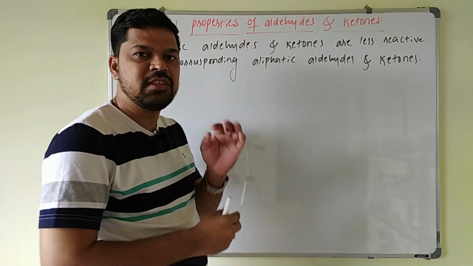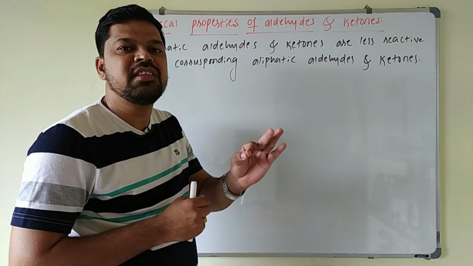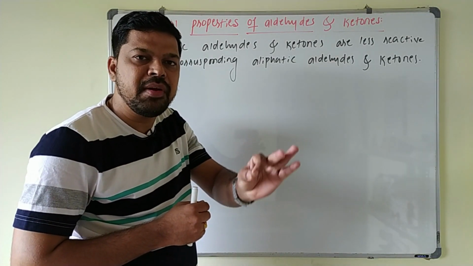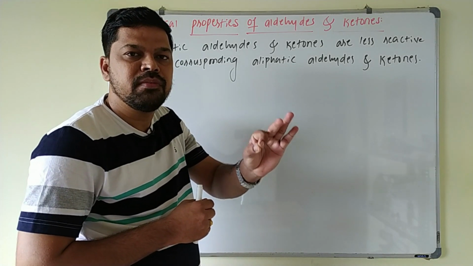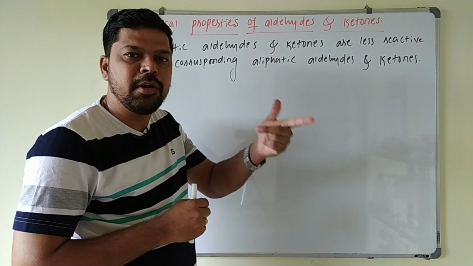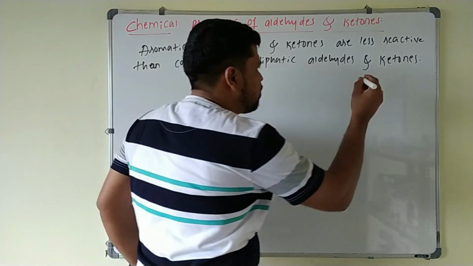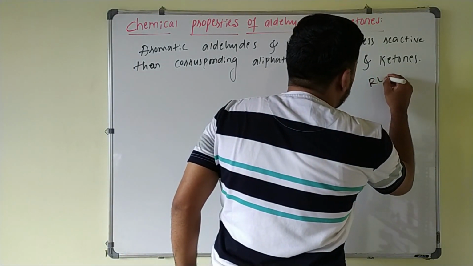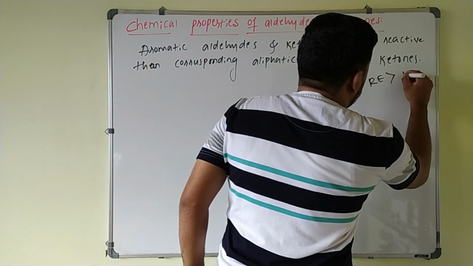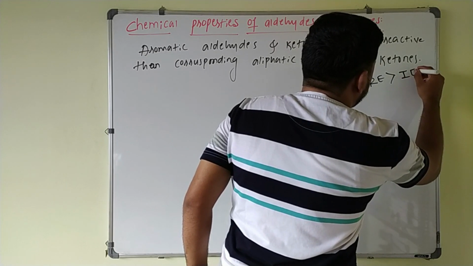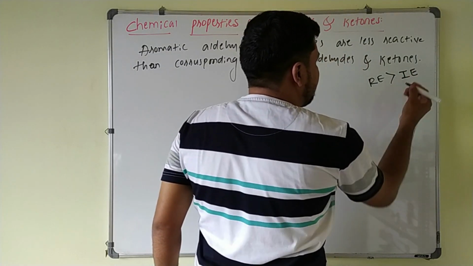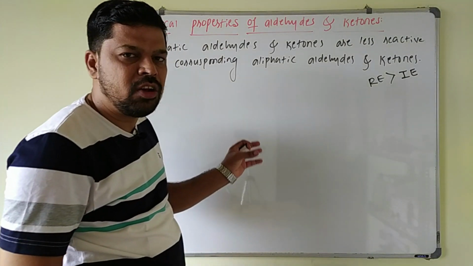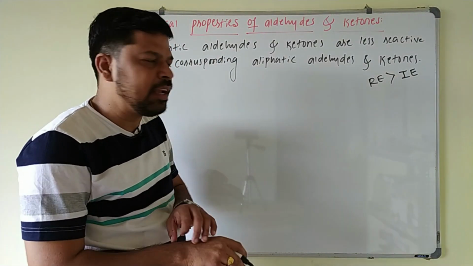So always keep one thing in mind, decrease in the positive charge on the carbonyl carbon is more effective by what? Resonance effect as compared to the inductive effect, because resonance effect is more powerful than inductive effect. In case of resonance effect, complete transfer of electrons takes place, but in case of inductive effect, just the migration of sigma electrons takes place here.